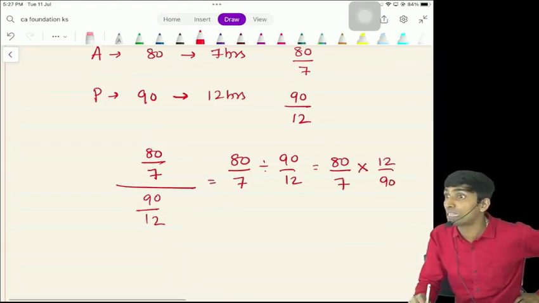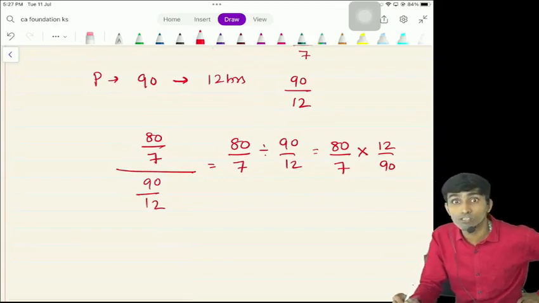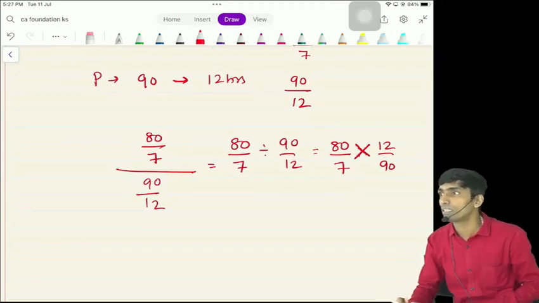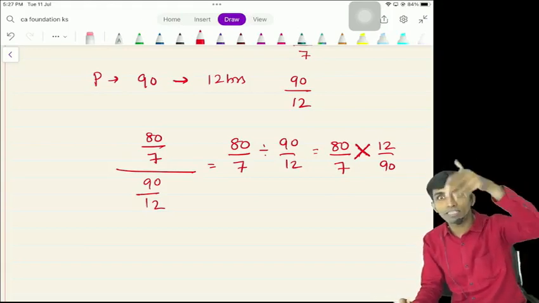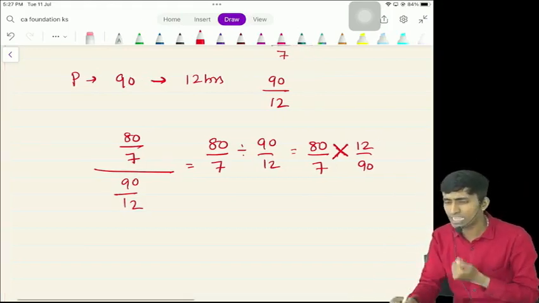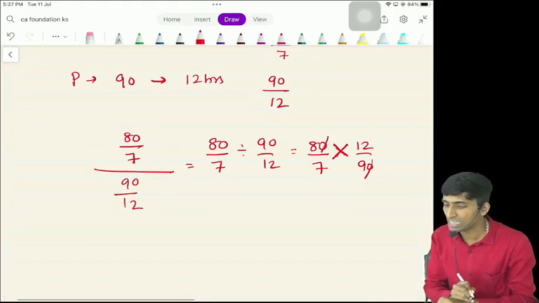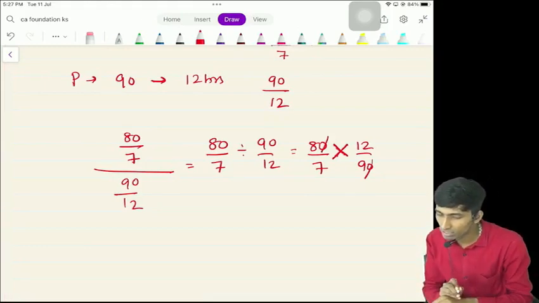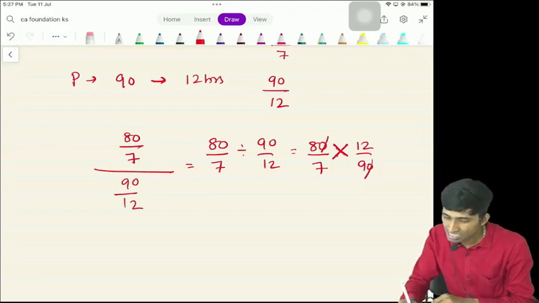This is called what? Multiplicative inverse. What is it called? Multiplicative. And you invert the number. Inverse means numerator becomes denominator, denominator becomes numerator. Now it is easy, no? 0, 0 gets cancelled, right? Can you cancel further? 9?